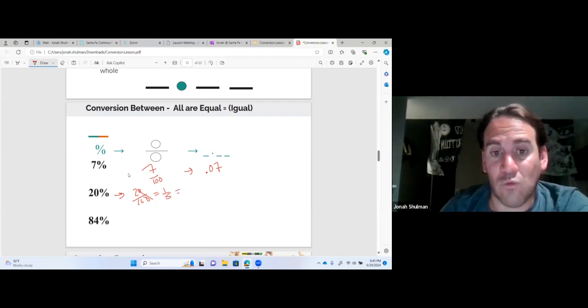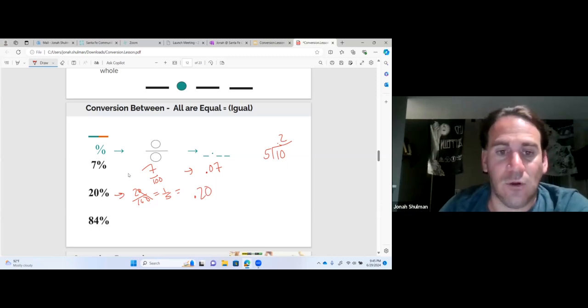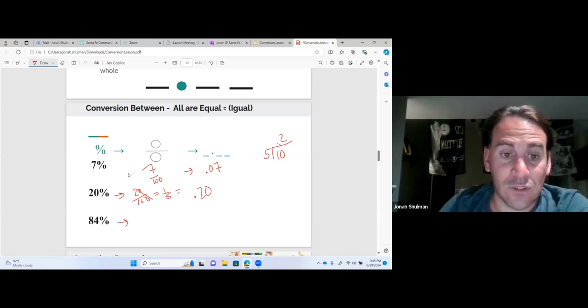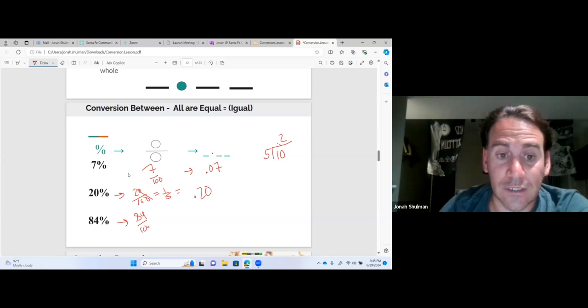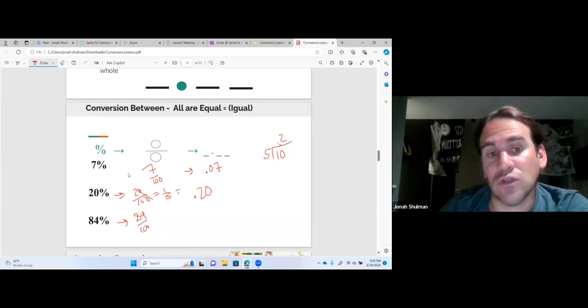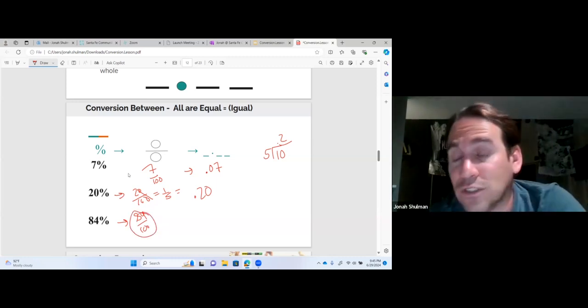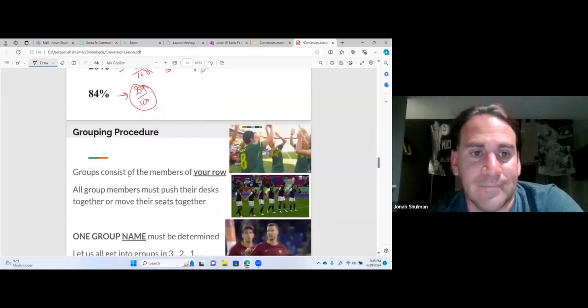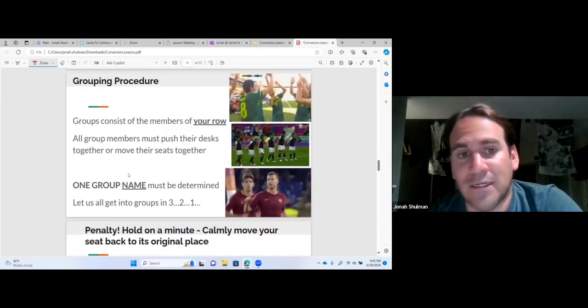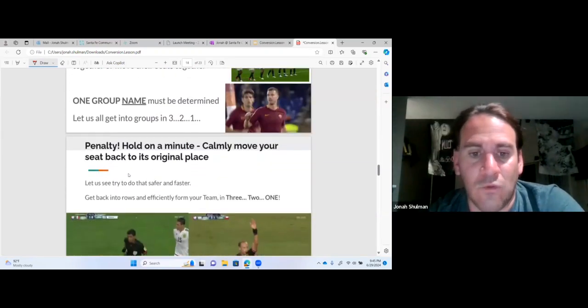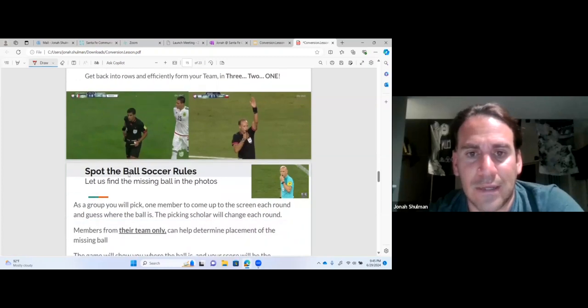And then when they divide 1 into 5, they're going to get that 0.2 or 0.20. So this has another piece. Now this one, the 84/100, you can break down multiple times. So that's how it keeps getting more challenging as they go through it. And then the students really like it because they get to play a game. What is the game? It's a soccer game.